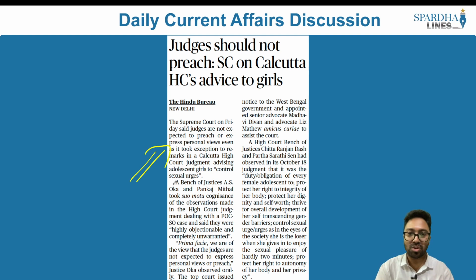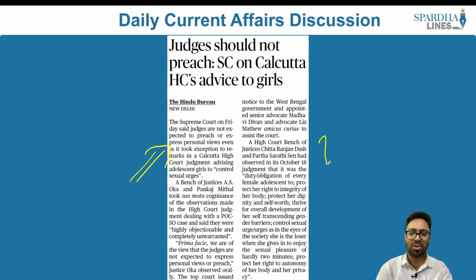The High Court bench of Justices Chitta Ranjan Dash and Partha Sarathi Sen had observed in the October 18 judgment: it is the duty of every female adolescent to protect her right to integrity of her body, protect her dignity and self-worth, thrive for her overall development transcending gender barriers, control sexual urge or urges, as in the eyes of society she is the loser when she gives in to the enjoyment of sexual pleasure of hardly two minutes, protect her right to autonomy of her body and her privacy.